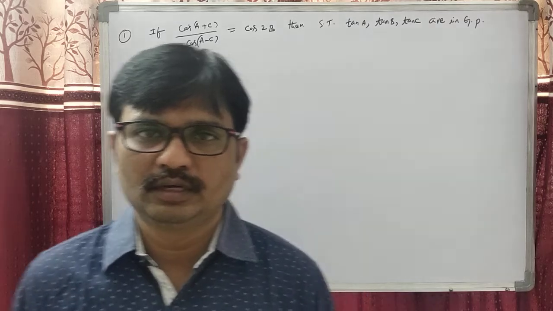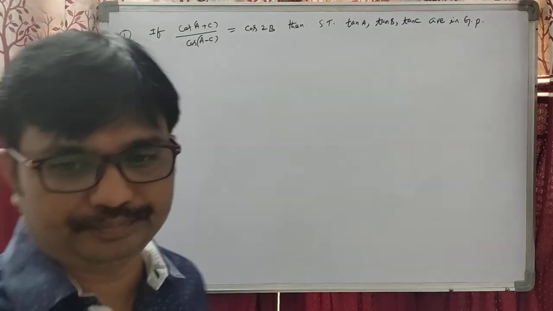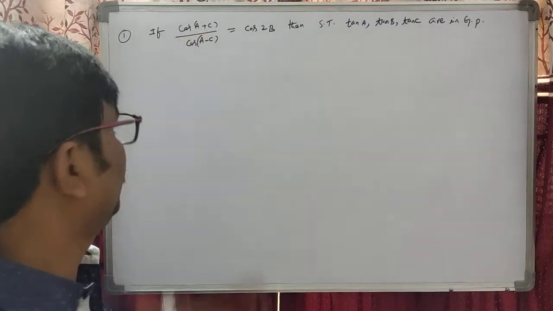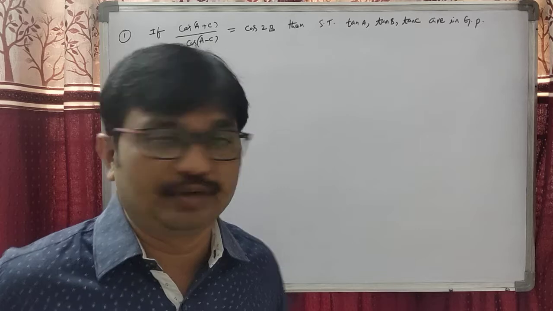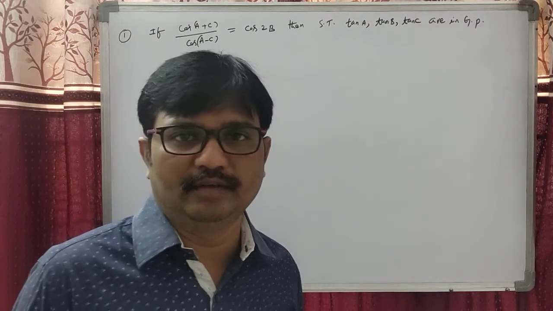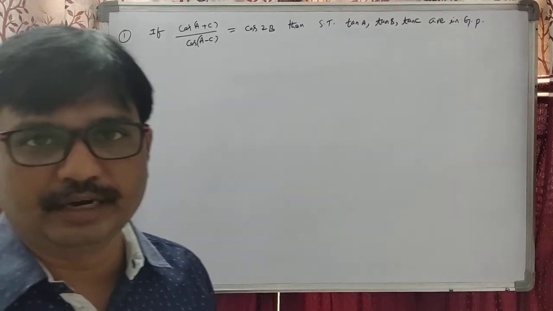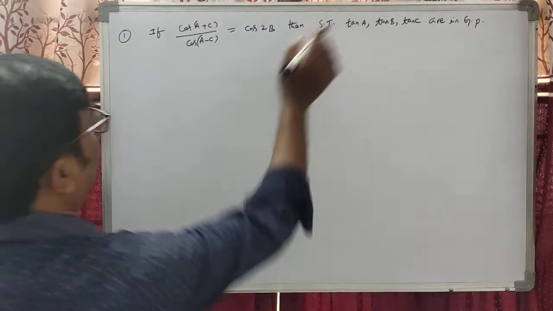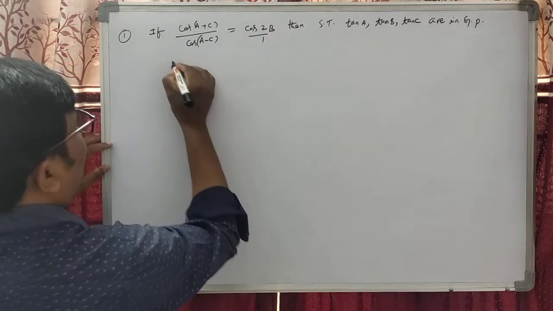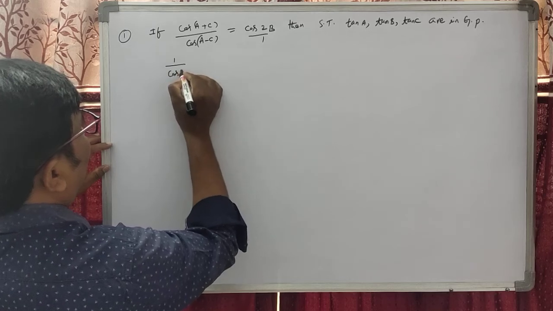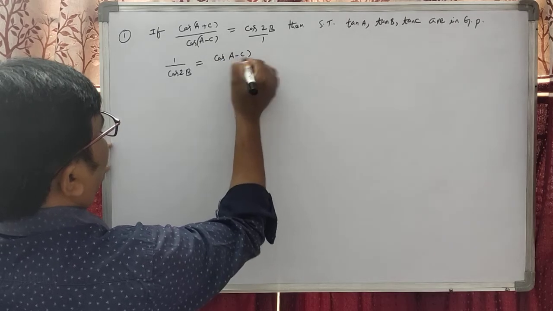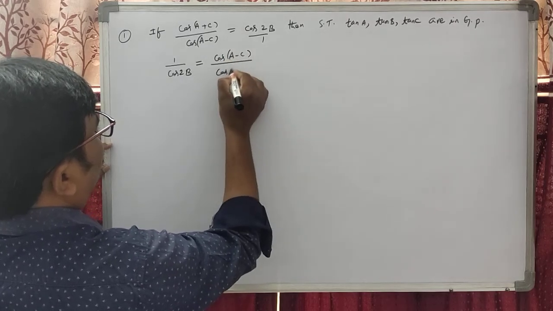Okay, students. First, question number 1. Dear students, question number 1 is: cos(a+c) upon cos(a-c) equals cos 2b. Then show that tan a, tan b, tan c are in geometrical progression. Therefore, students, taking the reciprocal on both sides: 1 by cos 2b equals cos(a-c) upon cos(a+c).